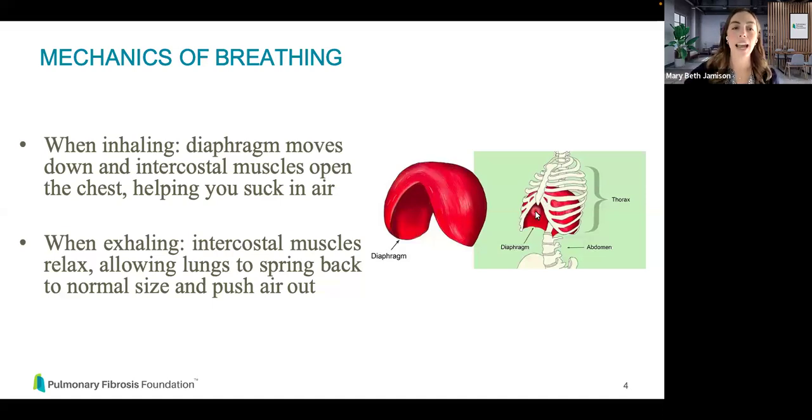So that diaphragm moves down, and your intercostal muscles, which are all the muscles in between your ribs, are opening out and up, so they're expanding, and that diaphragm is moving down. This is helping you suck the air in whenever you're inhaling. And then whenever you're exhaling, all those intercostal muscles between your ribs are relaxing, and that diaphragm is coming back to its resting state. This is that passive motion, and that's allowing you to push the air out.